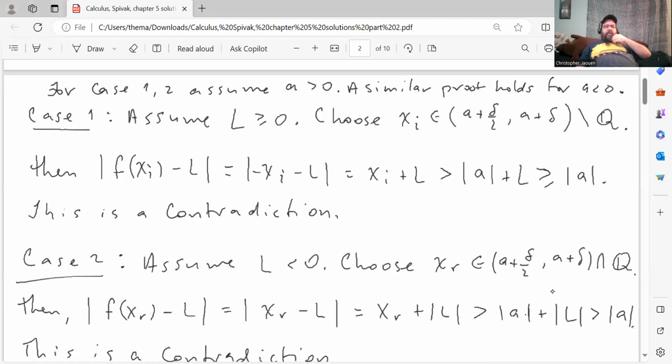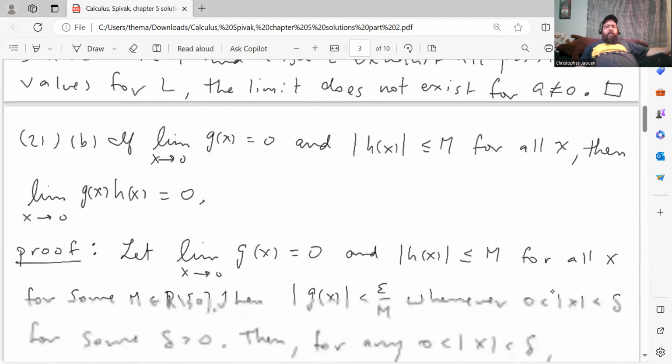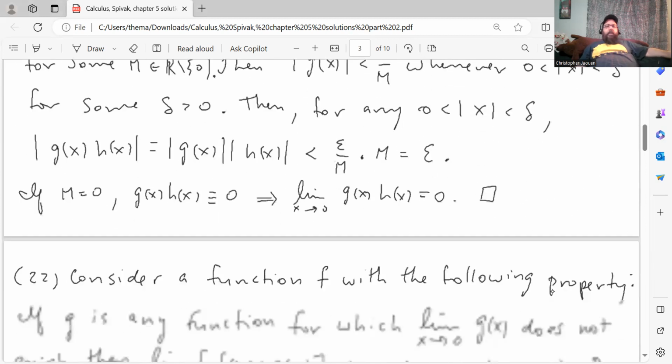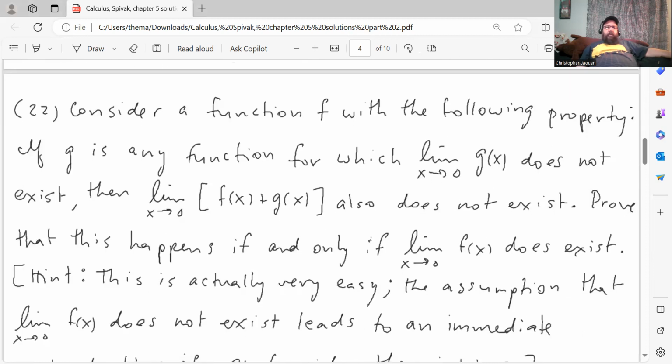The 2 cases that I did here work when a is strictly positive, right? But technically, we should say something about what happens when a is negative. Okay, and then we did 21 in the last video as well, so I'll skip over that, and we'll move on to the last few problems that I did, starting with question 22.